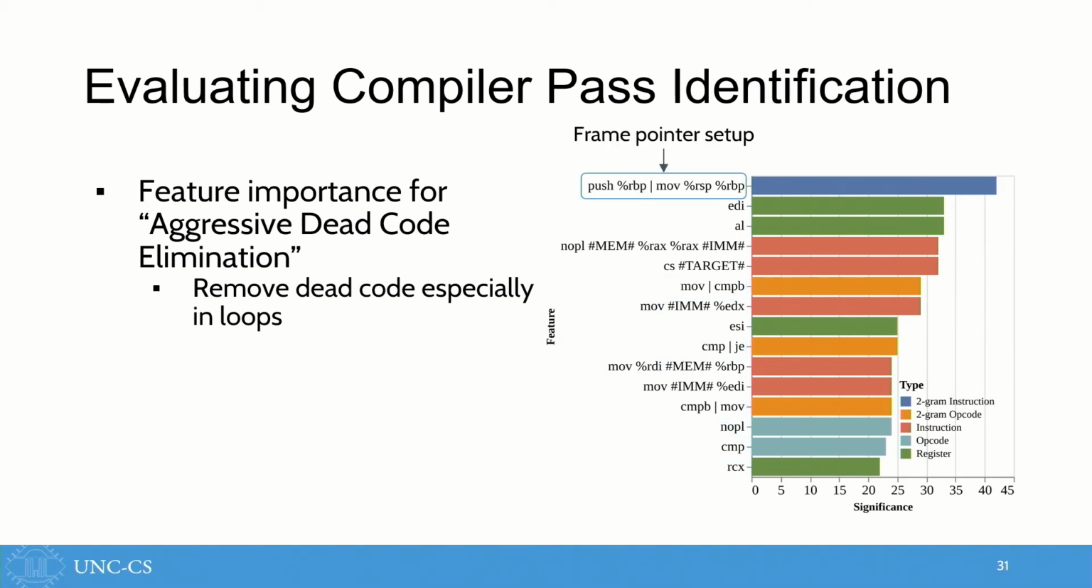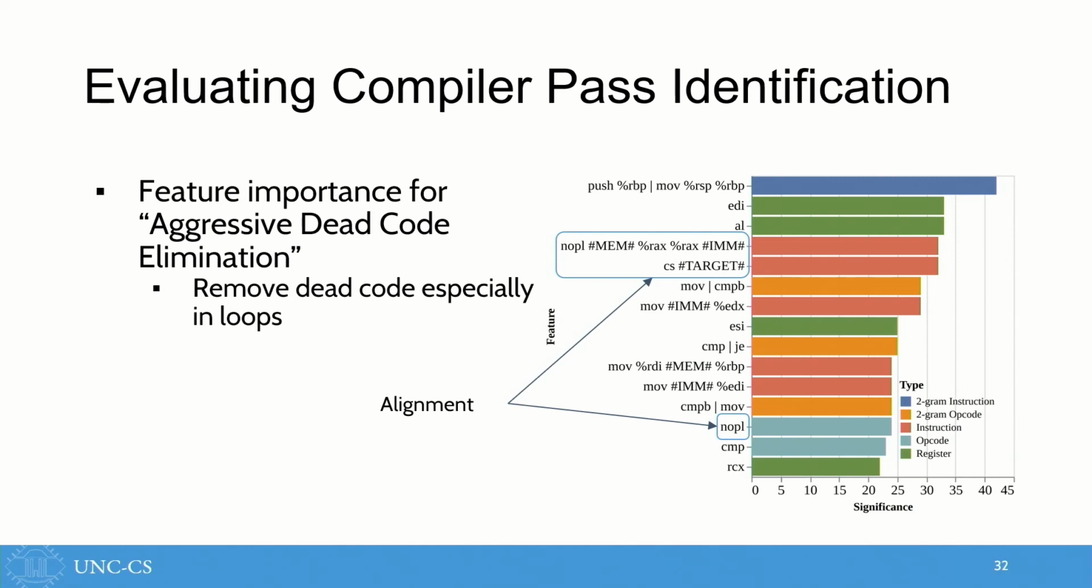However, in addition to that, our classifier also picked up the behavior of other optimizations. For example, the number one feature here is actually the frame pointer setup, where at O1 or higher optimization level, the compiler would just skip the frame pointer. And similarly, the classifier also picked up various no-op instructions that are used for alignment that also appear at O1 or higher optimization level.